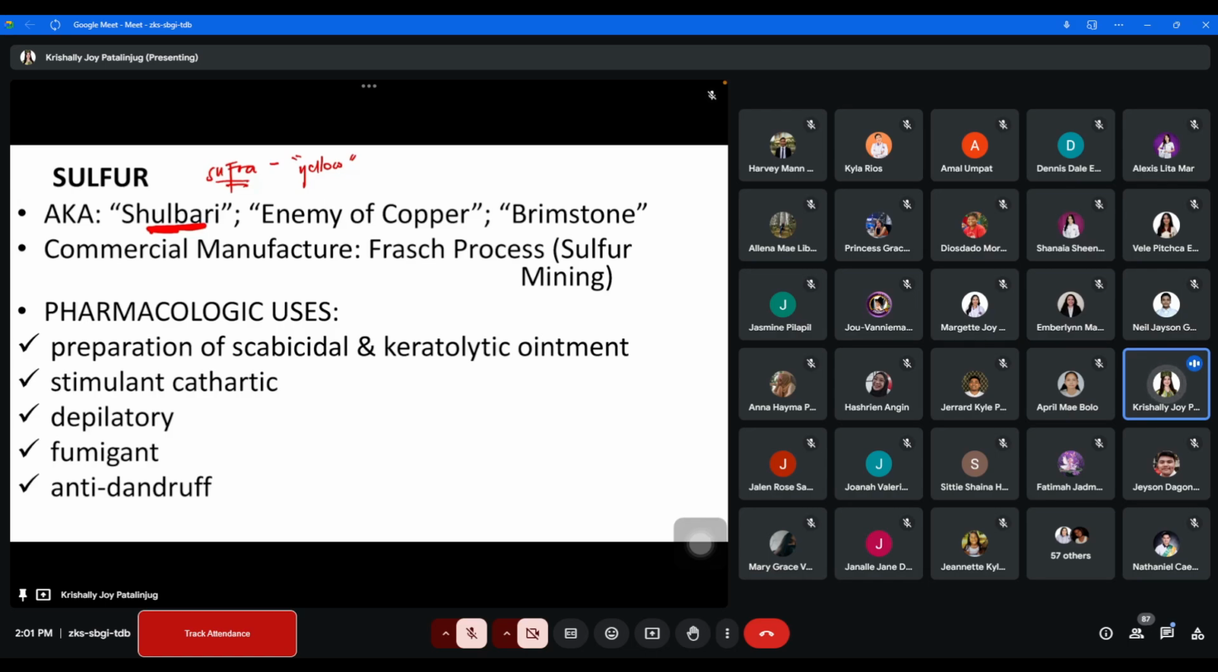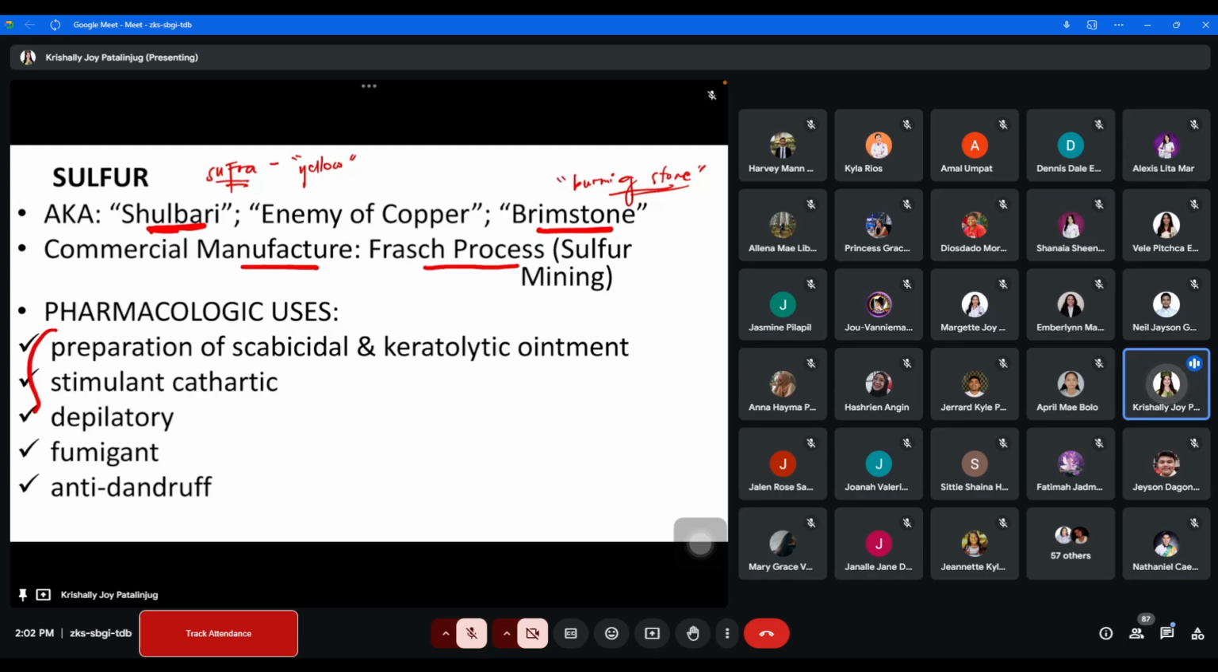This means sulfur does not react at all with copper. So, enemy of copper. Brimstone means burning stone. These are the other terminologies, names we could associate with sulfur. The manufacturing production for sulfur is called the Frasch process, which is how it is obtained.